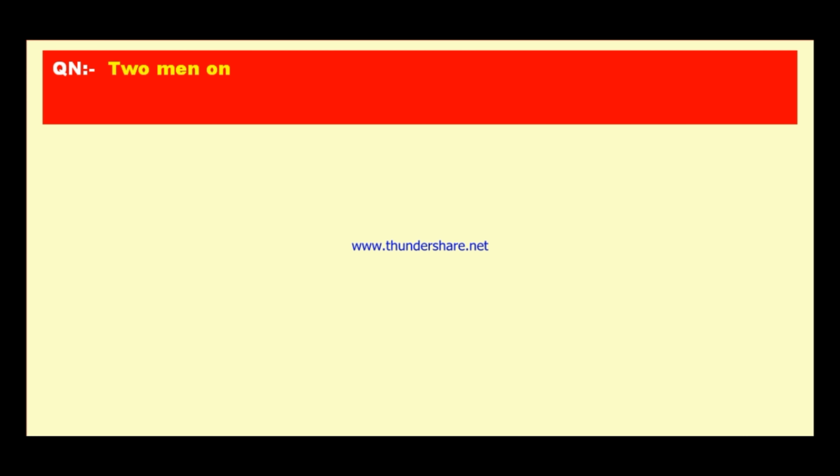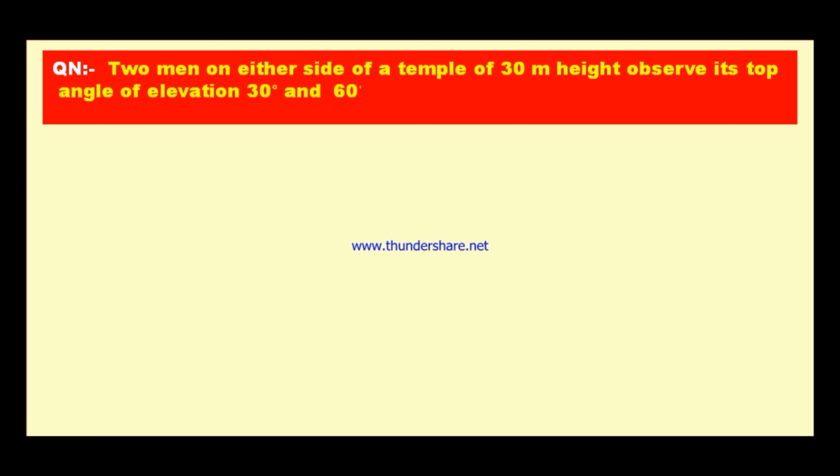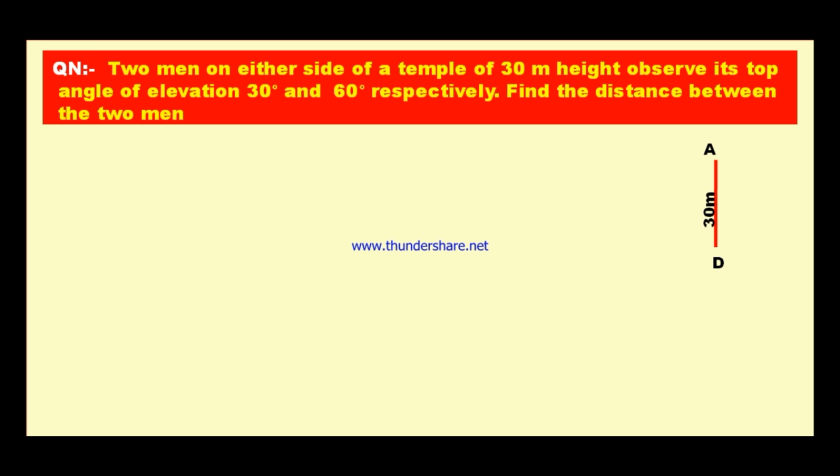See, I gave the question here. Two men on either side of a temple of 30 meters height observe the top of the temple at an angle of elevation 30 degrees and 60 degrees respectively. Then find the distance between the two men. Now, this is the temple of height 30 meters. AD is the temple, and one person is at B and the second person is at C.